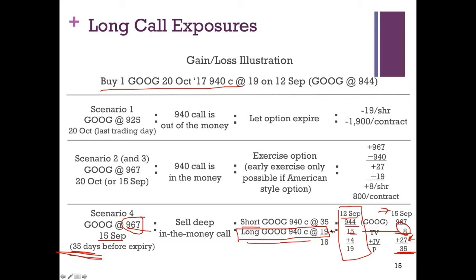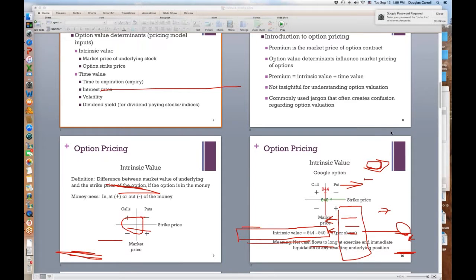But note, if we bought the option at 19 on Tuesday, today, and could sell it this coming Friday at 35, we would have had a profit of $16 a share compared to making a profit of only $8 a share had we exercised on September 15th. How come the owner of the call is making more money by doing the closing sale as opposed to exercising the option? Well, when you exercise an option, all you make is the intrinsic value. When you sell an option, you get the entire premium, the time value plus the intrinsic value.